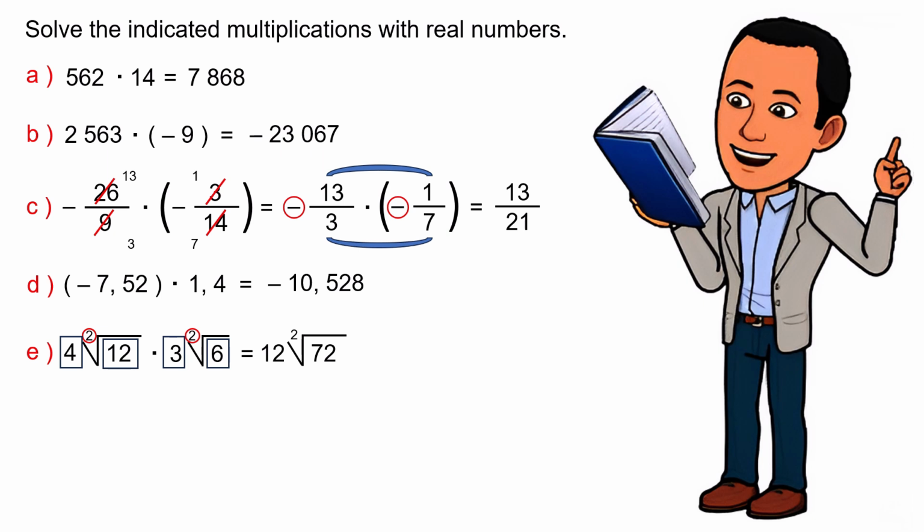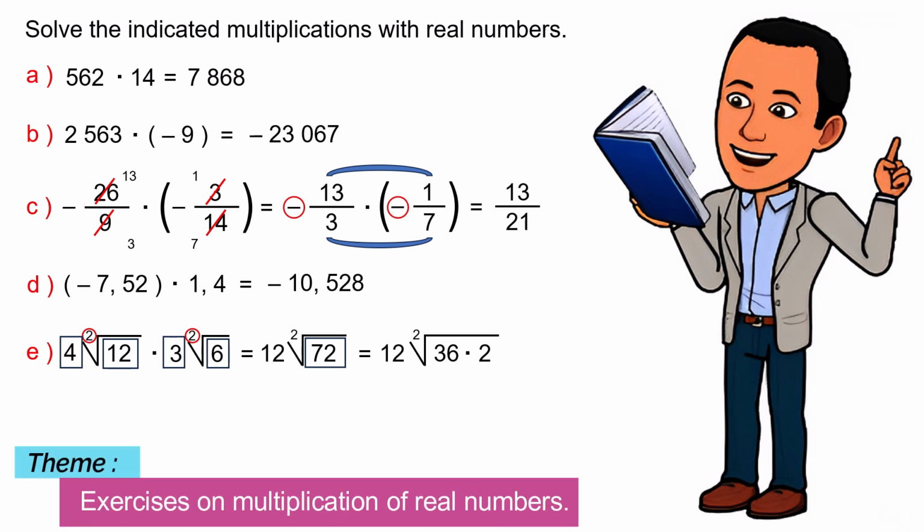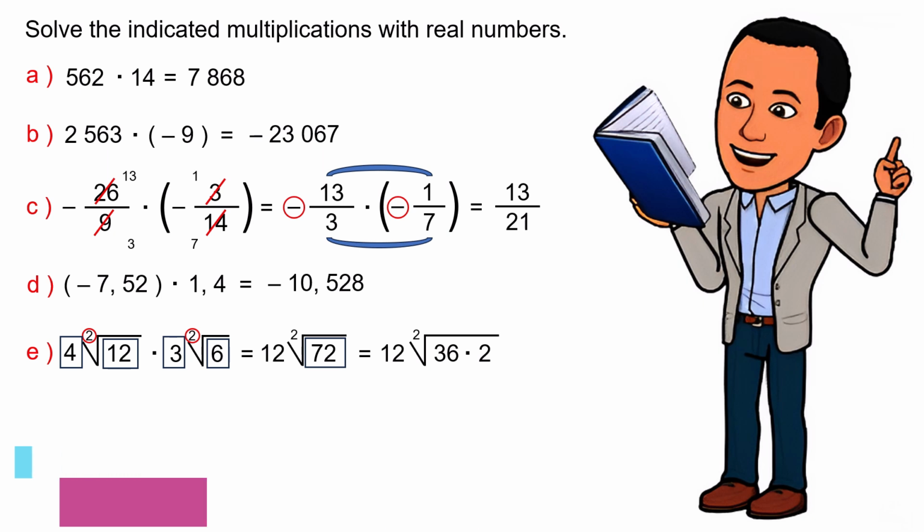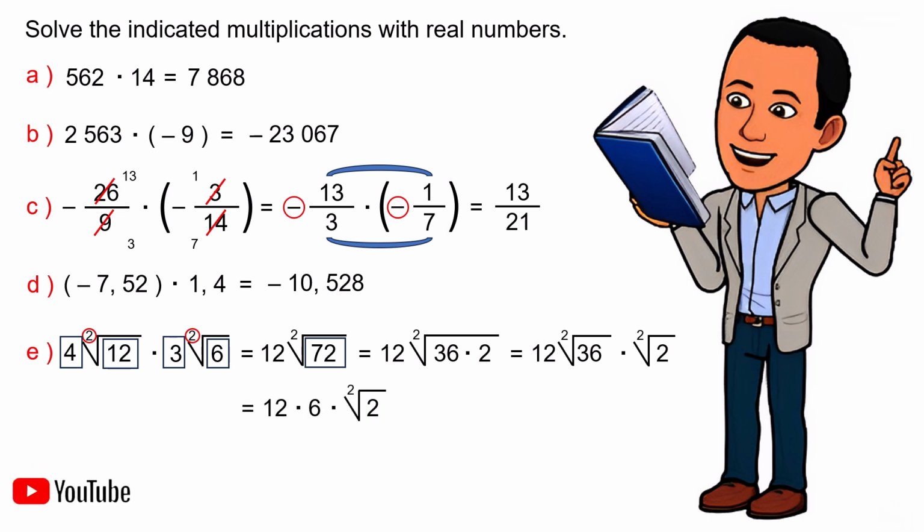Now, square root of 72 can be simplified, and for this, we can conveniently decompose 72 in the product of 36 by 2. Applying the property of radicals that states the nth root of the product of two elements is equal to the product of the nth roots of both elements, then it would be, calculating the square root of 36 we obtain 6, and solving the multiplication, the final result is 72 square root of 2.